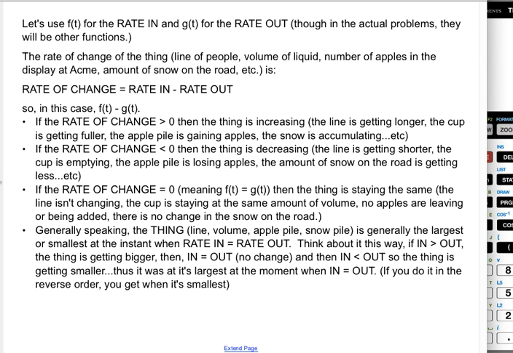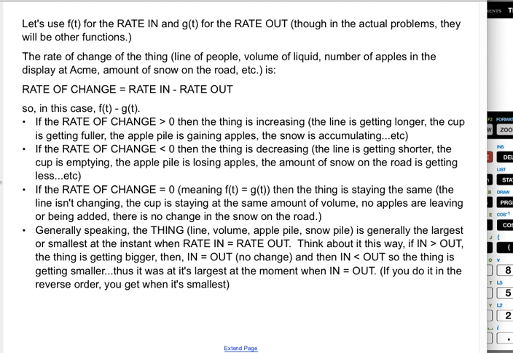So generally speaking, the thing, whether it's the line, the volume, the apple pile, the snow pile, whatever, is the largest or smallest at the instant when the rate in is the same as the rate out. So largest or smallest is going to depend on the context of the problem. But think about it this way. If the rate in is bigger than the rate out, then the thing is getting bigger. Then the rate in and out are equal, nothing's changing, and then the rate in is smaller than the rate out, well, now the thing is getting smaller.